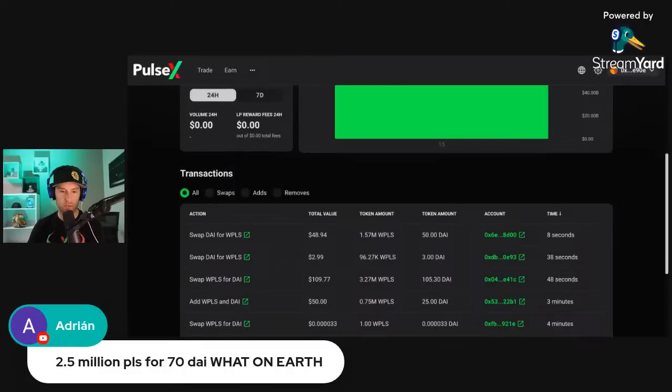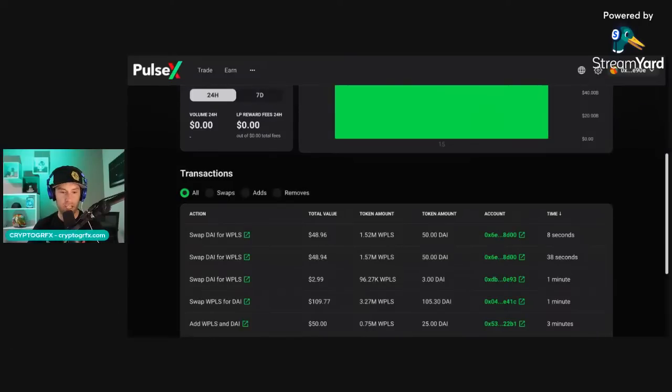Well, then the wrapped Pulse is, okay, let's do some math here. 48.94 divided by 1.57 million leaves the Pulse price at four zeros and a 3. So it's 70% discounted from the sacrifice rate. Wow. Are you guys seeing this? Am I tripping here? It's showing that in the decks, but it's confusing because people are looking at the DAI: 50 DAI for 1.5 million.